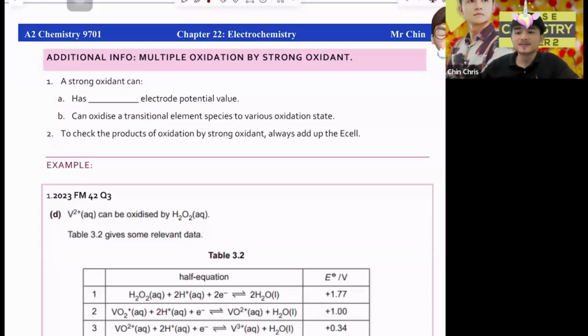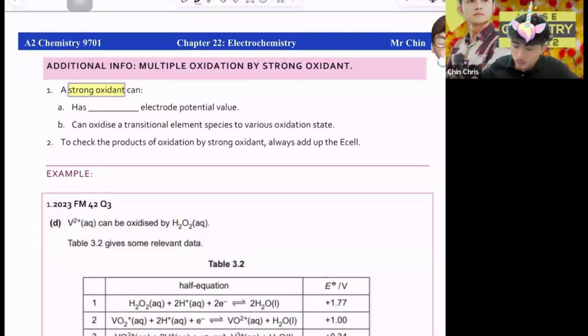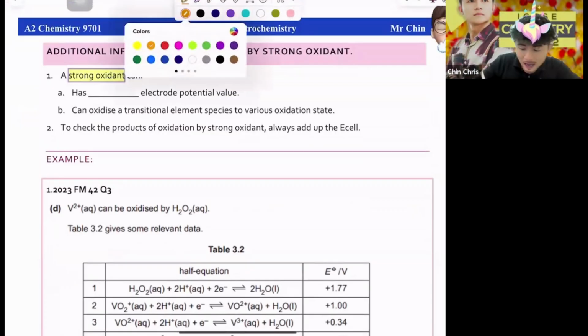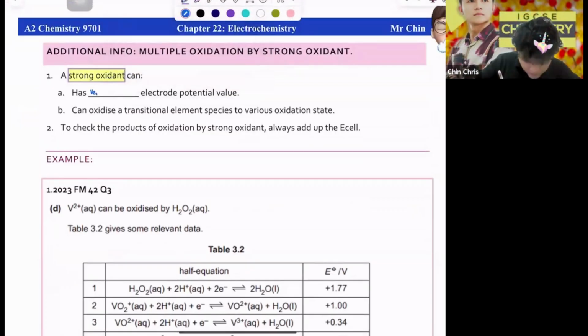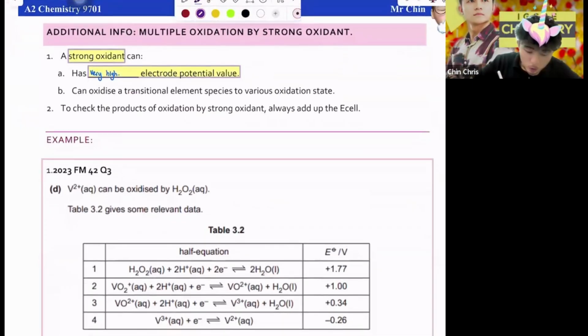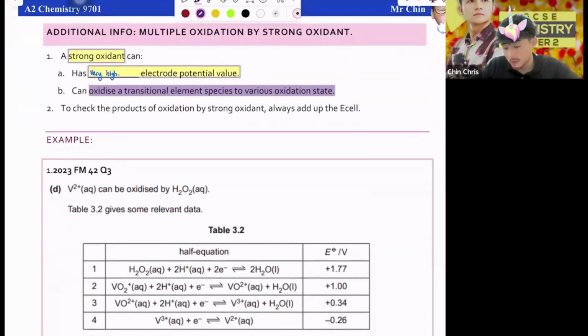Chapter 22. All right, the last part, guys, we have multiple oxidation by strong oxidant. If you have a strong oxidizing agent, page 51, highlight this part, you always have a very high electrode potential value. Which means it can oxidize a transition element to various oxidation states. That's it.